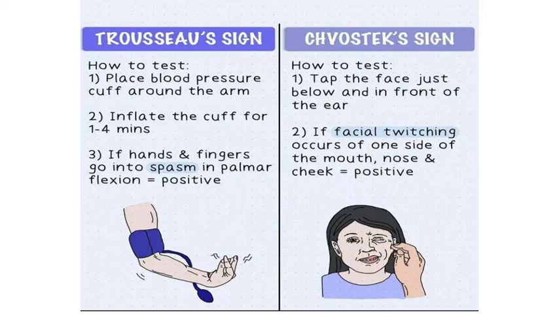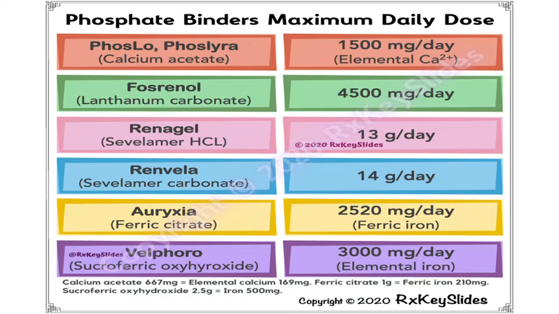So, how long should we keep the blood pressure cuff elevated above the systolic blood pressure to evaluate for a Trousseau's sign? Typically, you keep the blood pressure cuff inflated for around 3 minutes to check for Trousseau's sign. If the hand and fingers go into spasm during that time, it's considered a positive sign of latent tetany due to hypocalcemia.